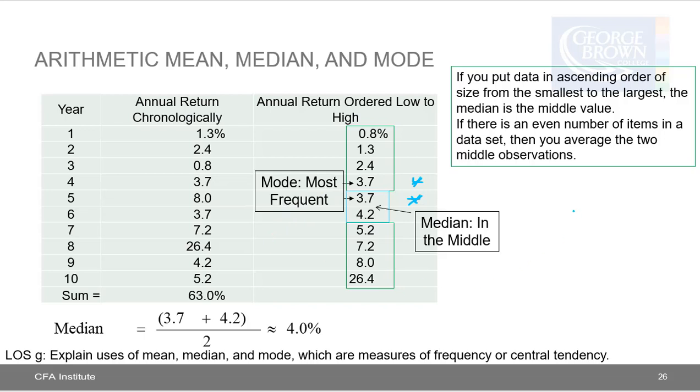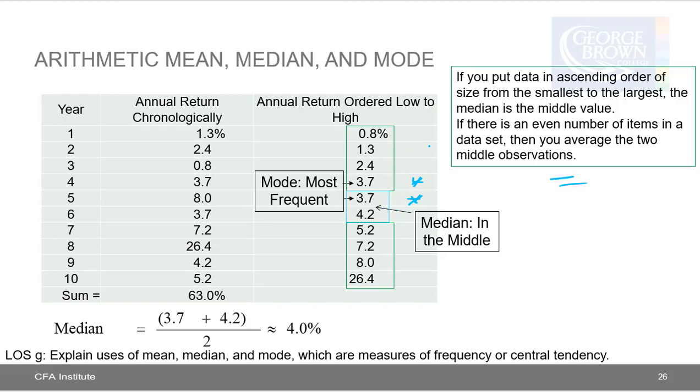Moving on to the median now, if you put data in ascending order of size from the smallest to the largest, the median is the middle value. If there is an even number of items in a data set, then you average the two middle observations. So you can see here, you've got 10 observations. Because it's an even amount, we're going to take the average of the two middle observations.